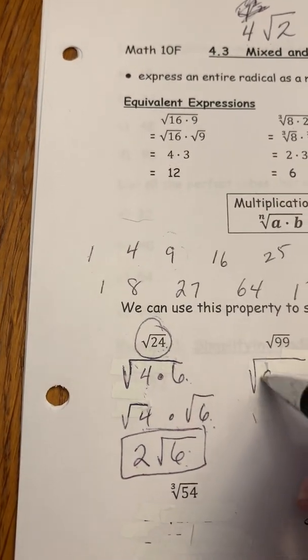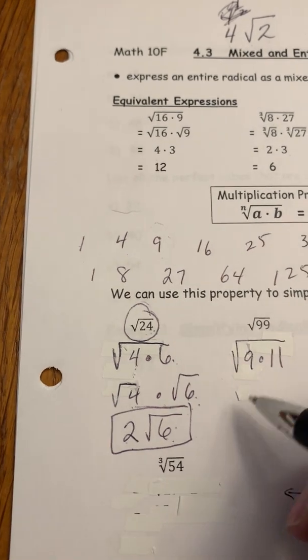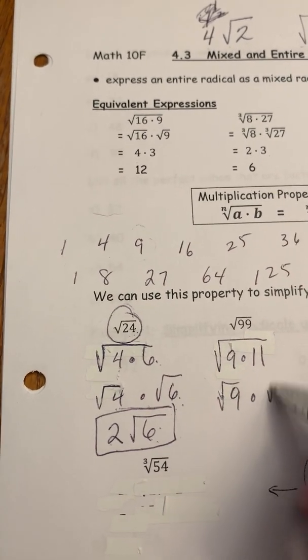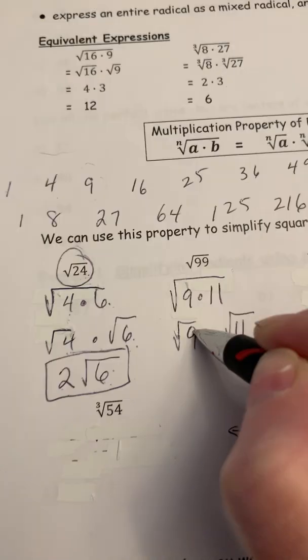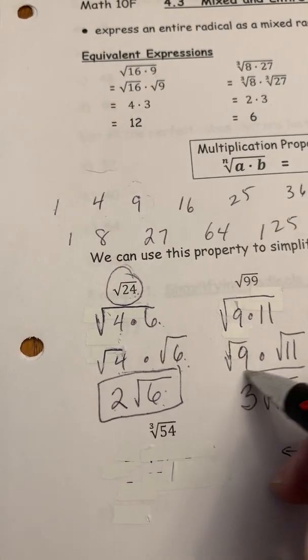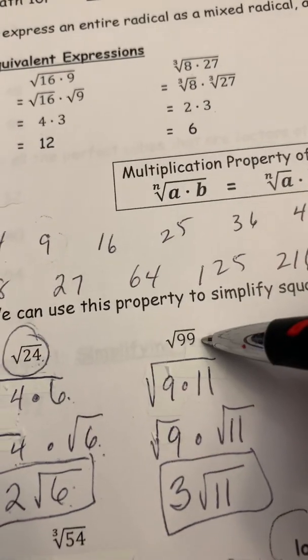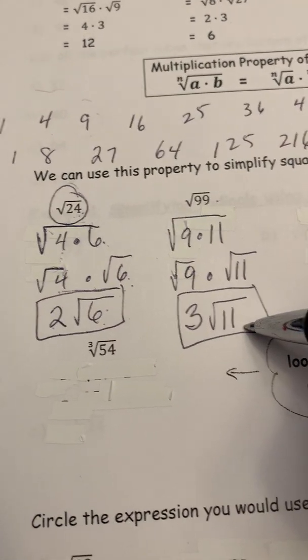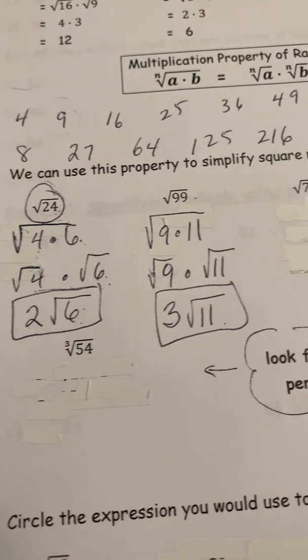So it would look like this. Square root of 9 times the square root of 11. What's the square root of 9? We know that it's a perfect square. 3, and what's left over? 11. So now we've gone from an entire radical to a mixed radical. We would say this is 3 root 11.